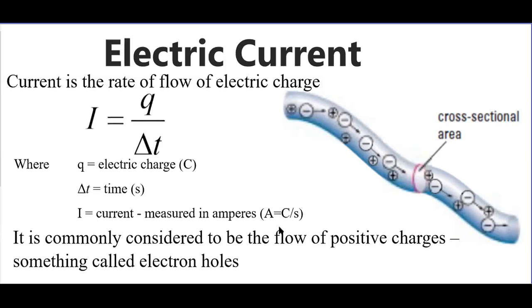We measure that in something called the amp, ampère for French speakers, but otherwise amps, because that's usually how we abbreviate things. So big capital A means Coulomb per second. Remember, Coulomb is a big capital C.